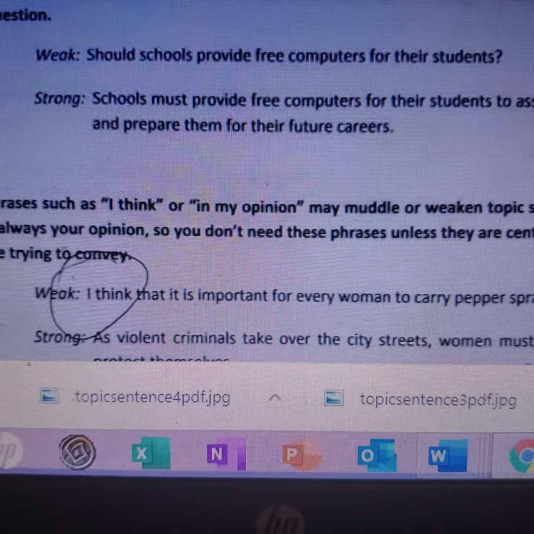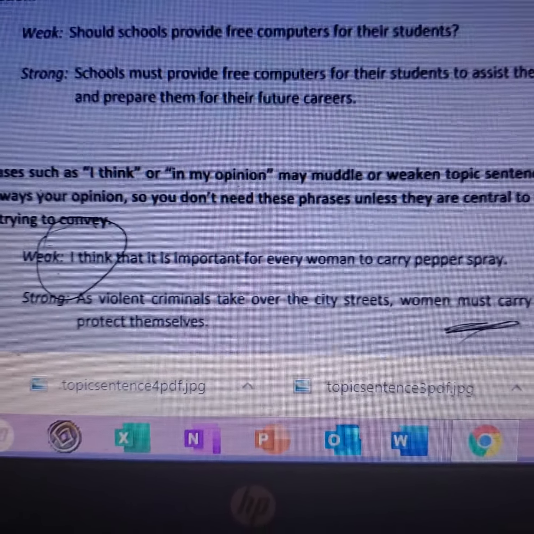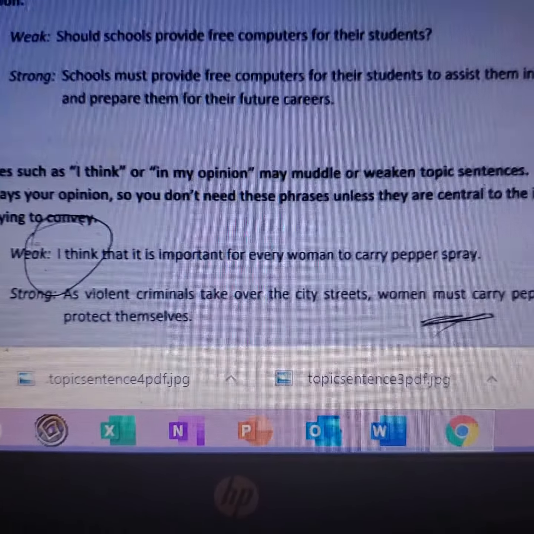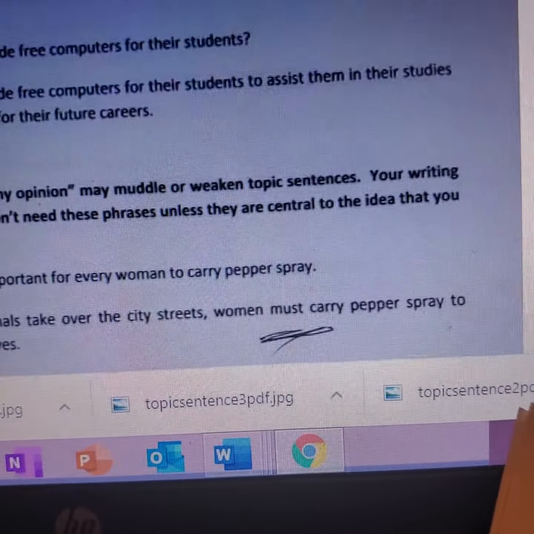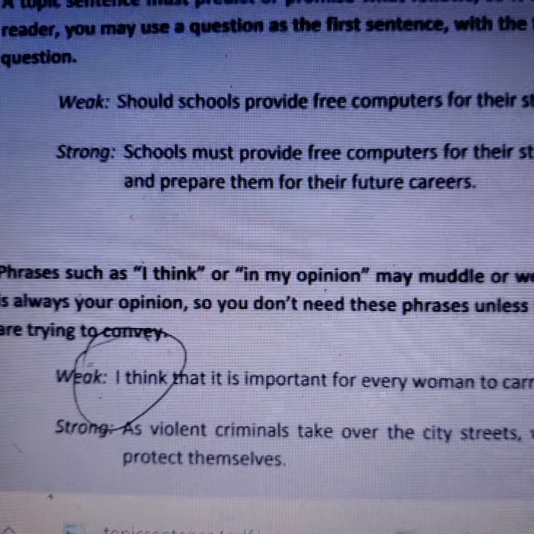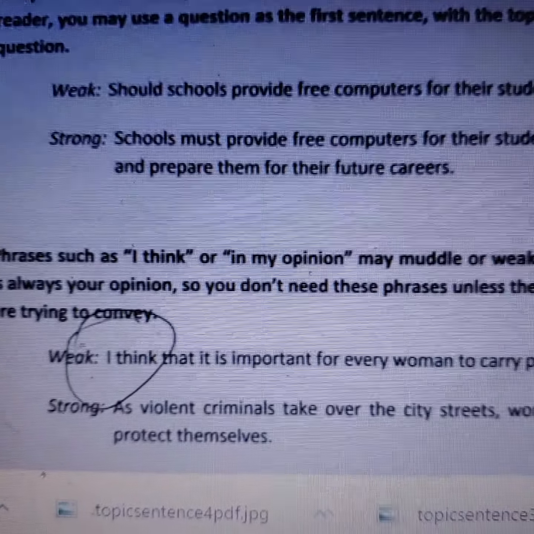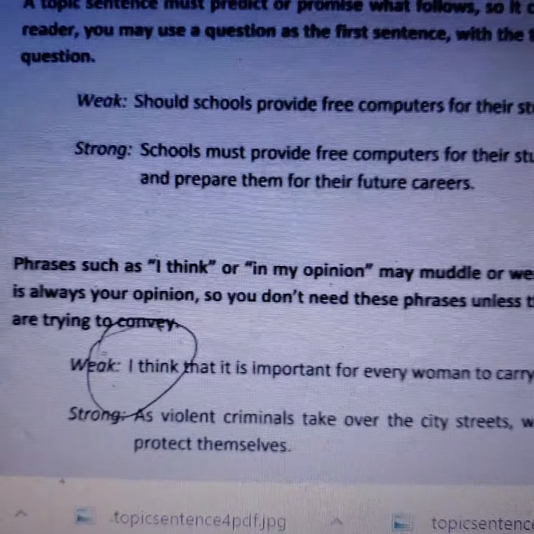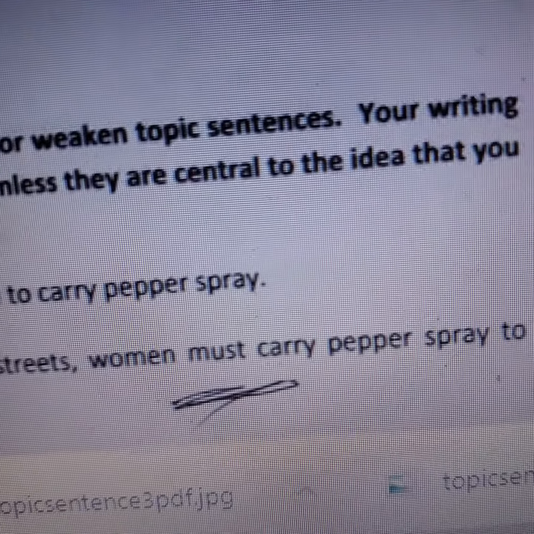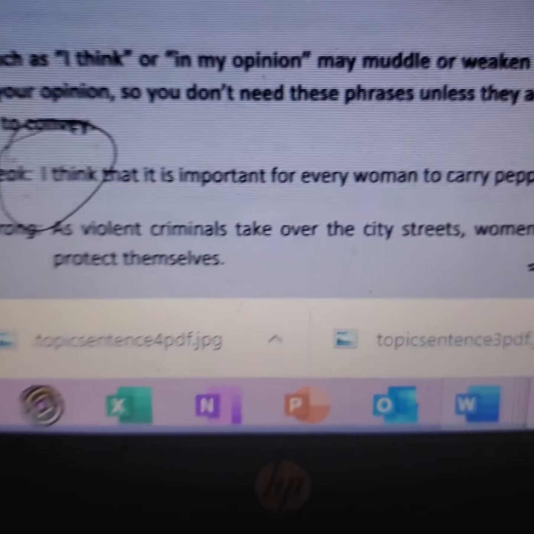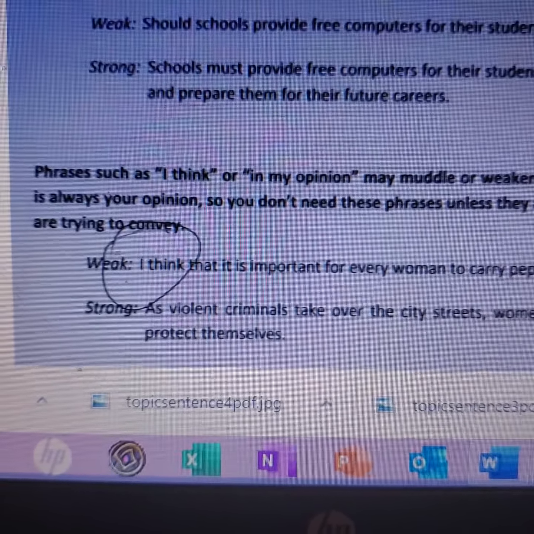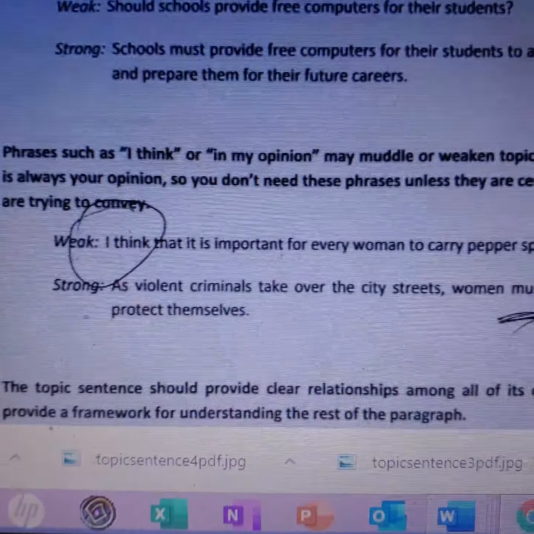In a weak example, it says, I think it is important for every woman to carry pepper spray. But a very strong example could be, as violent criminals take over the city streets, women must carry pepper spray to protect themselves. Notice that the words I think cause me to confuse myself. If a person puts I think in their paper, that means they're for or against it, but we just don't know yet. But a strong paper automatically gives me this keyword: women must carry. That indicates that person has prior knowledge or prior experiences about this topic, that they're already setting forth what they believe to be true.